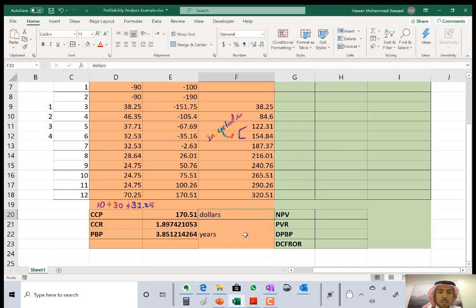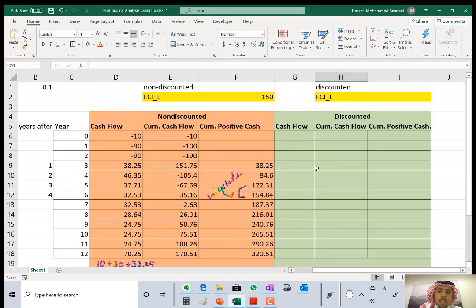This one is in dollars, and this one also is in real dollars, I don't know. I think CCR is dimensionless. Okay, done with the non-discounted analysis. But let's do the discounted now.